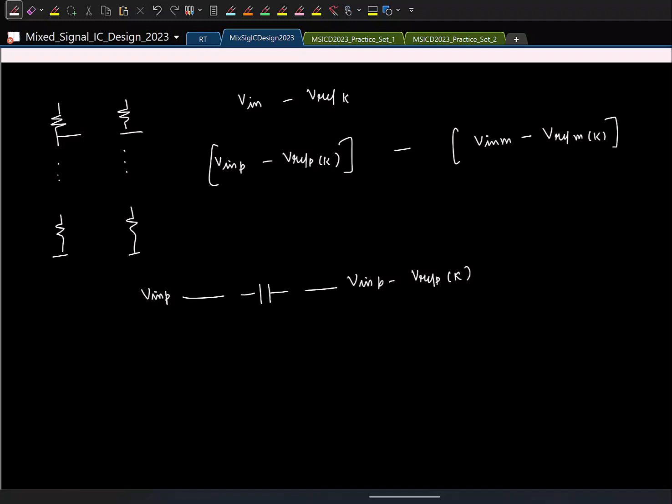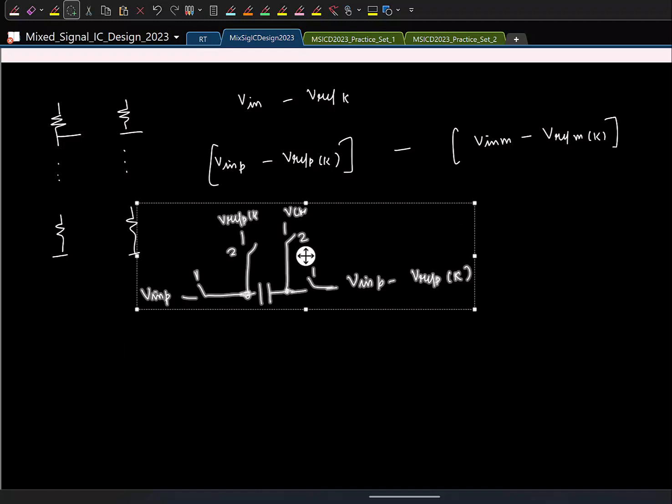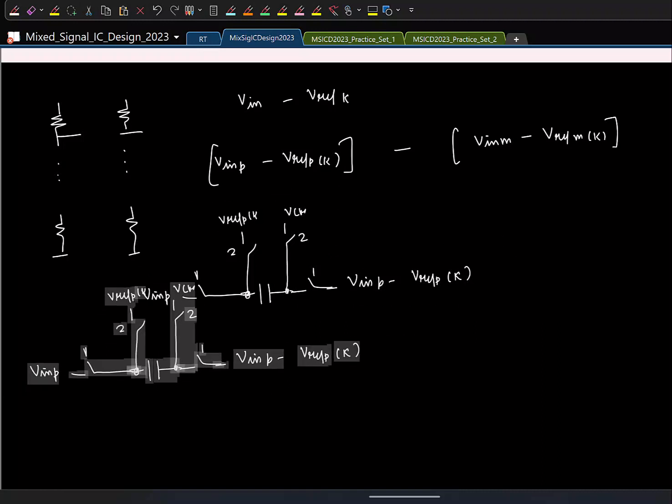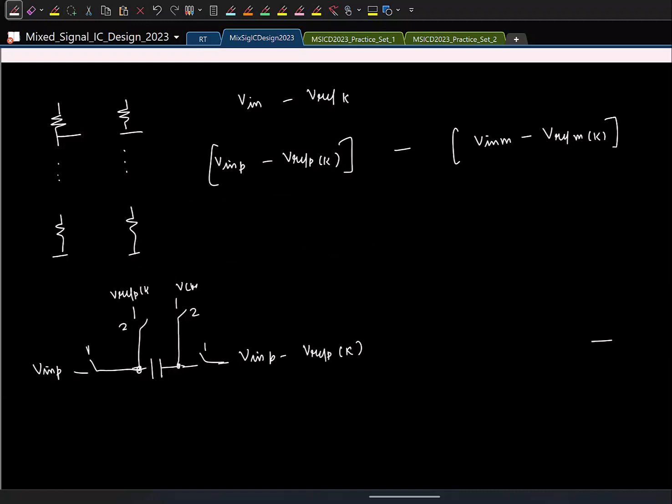Which means I have to charge the capacitor. So in one phase, I'll go and charge the capacitor to Vref positive k, VCM. And in the other phase, I'll connect it like this. Let's say this is phase 1. This is for the positive side. Similarly, I'll do the same for the negative side also. This is the flipped version.